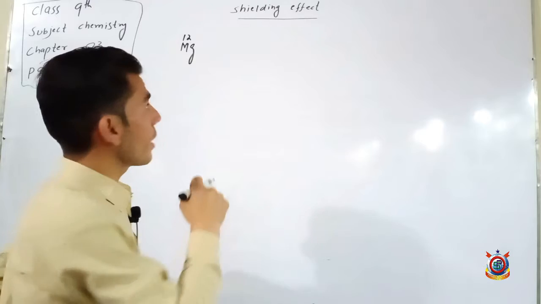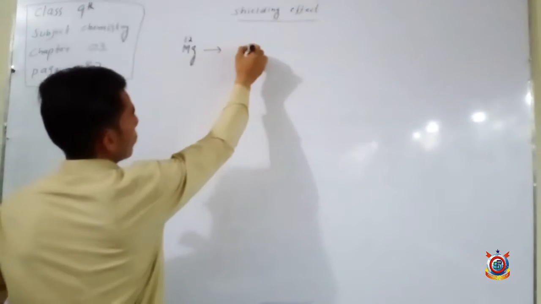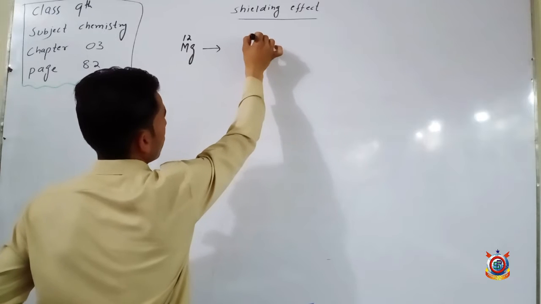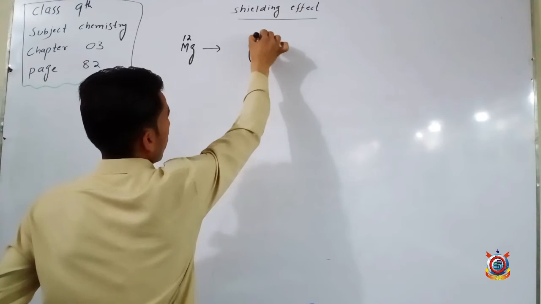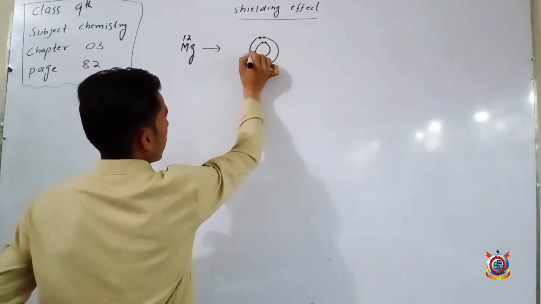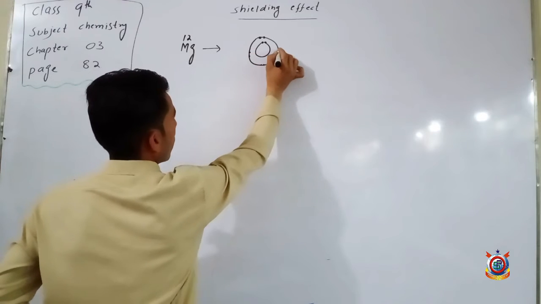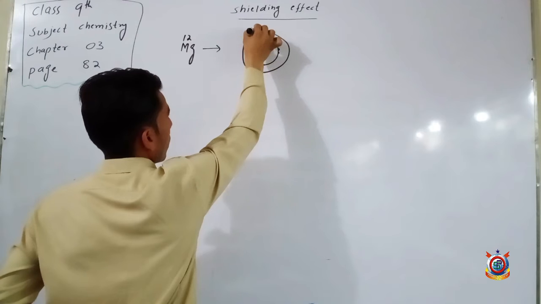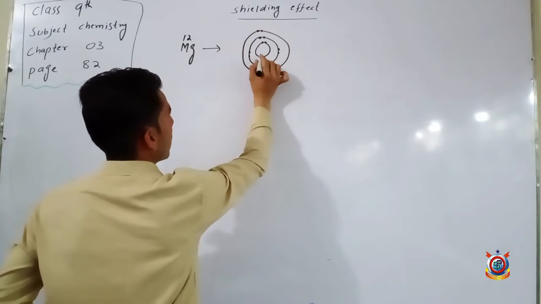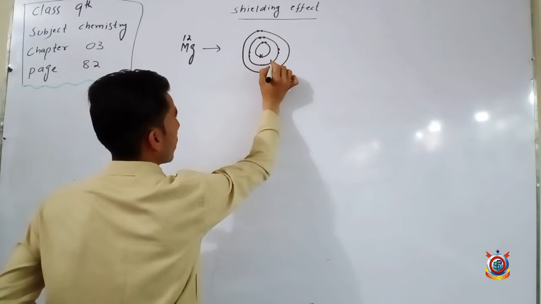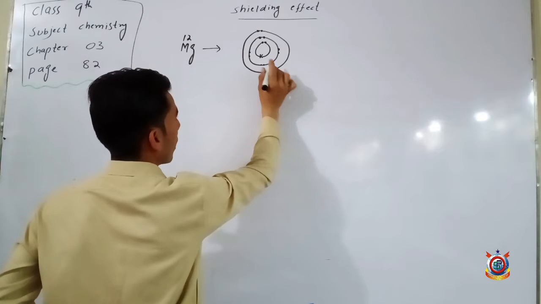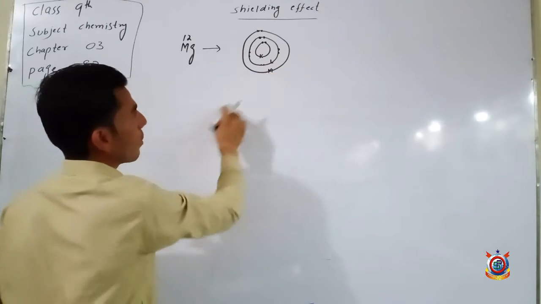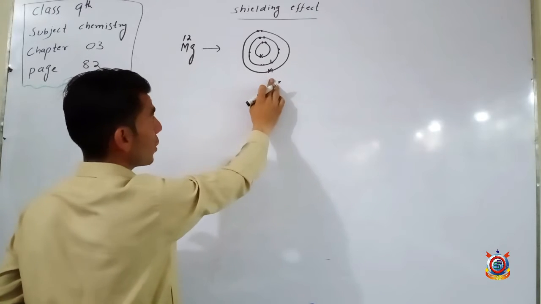If you talk about its structure, 2 electrons will be placed in the first shell, 8 will be placed in the second shell, and the remaining 2 will be placed in the last shell. This is the K shell, that is the L shell, and the third one is called the M shell.